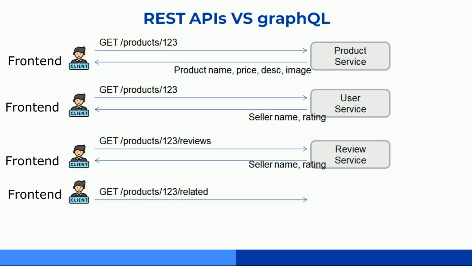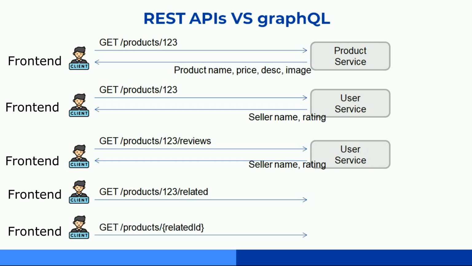But wait, for each of those product IDs, the client again has to go back and call the product service. Let's say this time the endpoint URLs are /products/124 GET, /products/125 GET, /products/126, just to fetch their names and images.